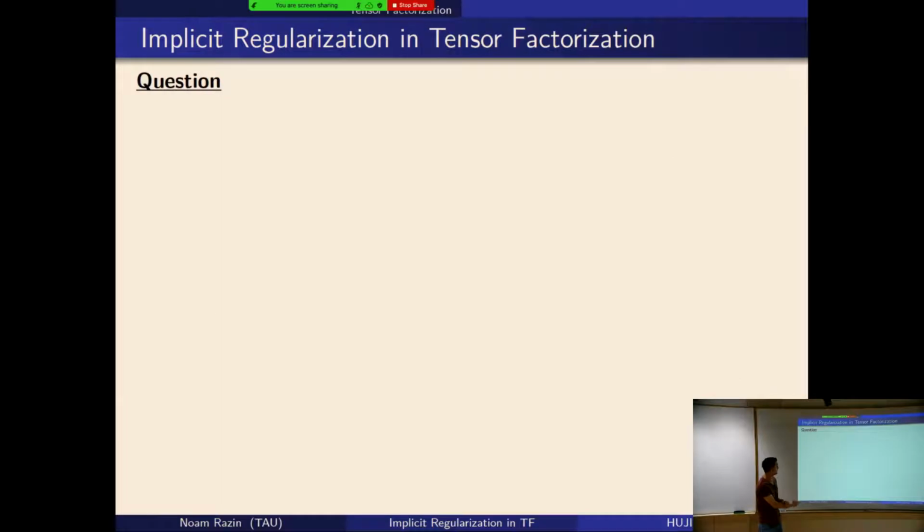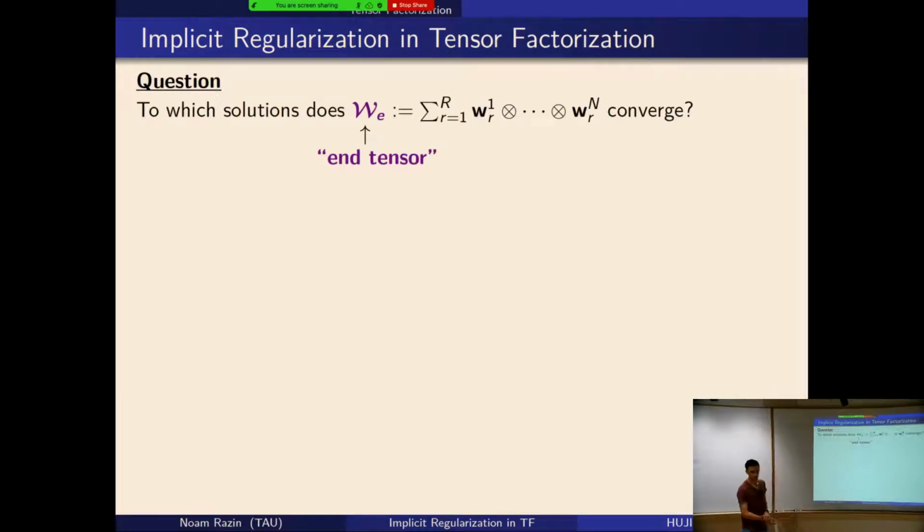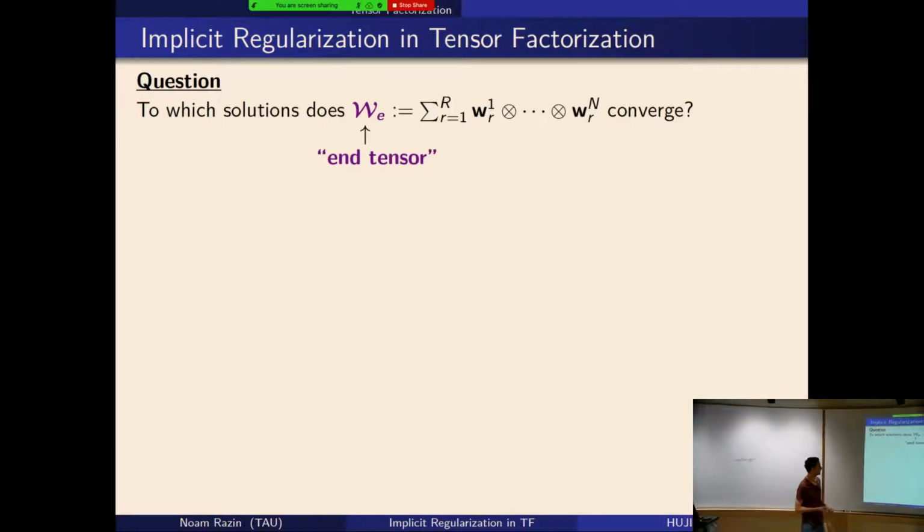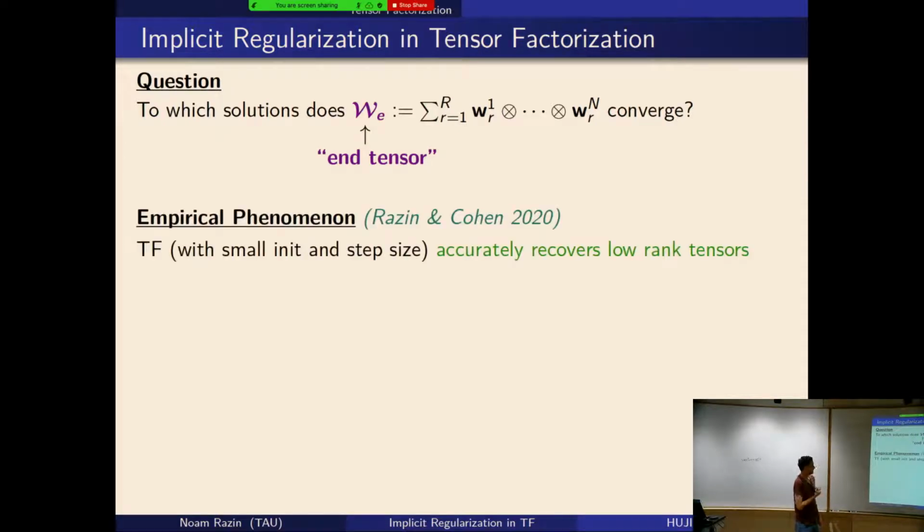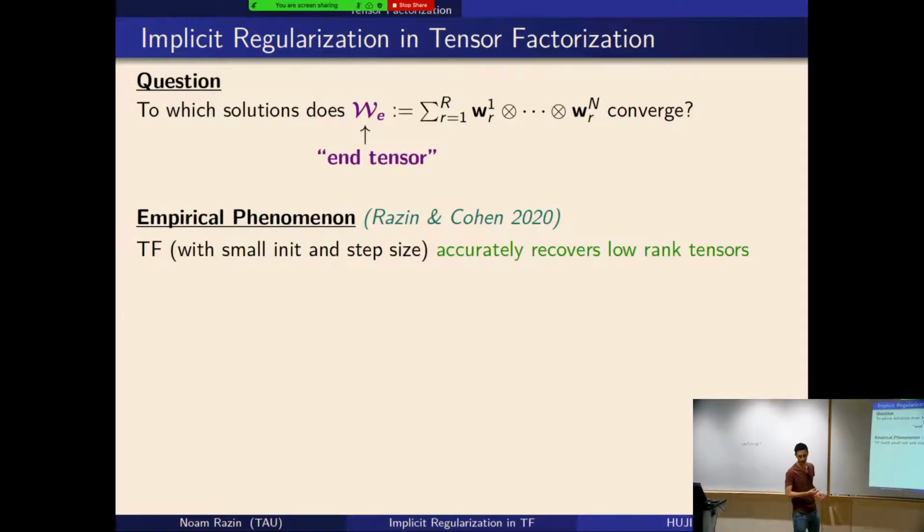And with this setup in place, the question that we're interested in is, when running gradient descent over tensor factorization, which solution do we get? Or put differently, if we denote by W_e the N-th order tensor that our parameterization creates, we would like to characterize which types of tensors gradient descent converges to, whether they have low complexity for some notion of complexity. An empirical phenomenon that we observed in the previous work is that, similar to what we have with matrices, if the ground truth tensor is of low tensor rank, then tensor factorization with a small initialization and step size will accurately recover it.